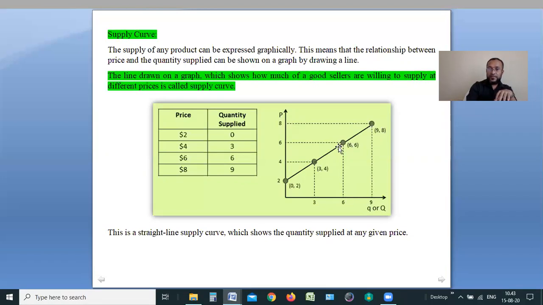So joining these combinations at the points, there are 4 points here, 1, 2, 3, 4. So the line which joins these points is called the supply curve. So this is a straight line, this is the supply curve, right? The line joining the points, the relationship points between price and quantity supplied, is called the supply curve. So this is a straight line supply curve, which shows the quantity supplied at any given price.